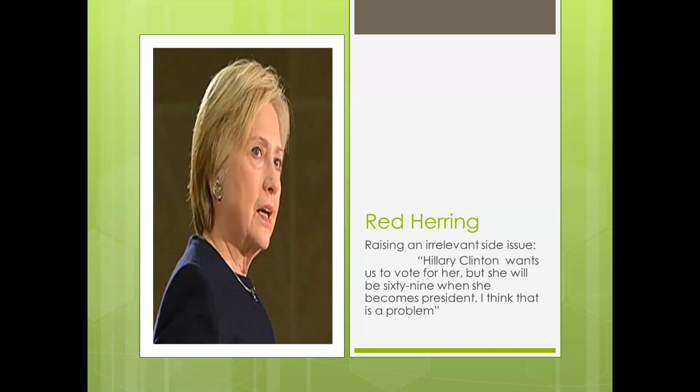Red herrings, right? This is an irrelevant side issue that's brought up. This was often brought up in relationship to Hillary Clinton. It says she wants us to vote for her, but she'll be 69 years old when she becomes president, and I think that's a problem. That's actually a quote from your textbook. So the red herring here is that her age really has very little to do with her ability to hold the office. And if that argument were to hold water, we'd have to address a whole host of previous presidential candidates who were older than she would have been, who did take office.